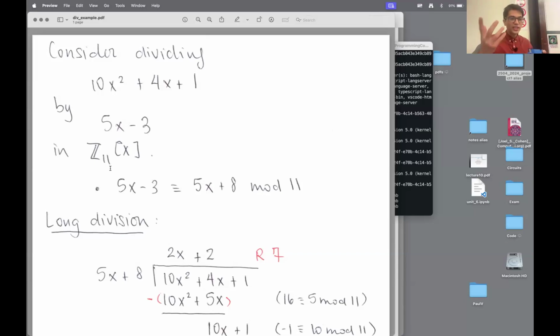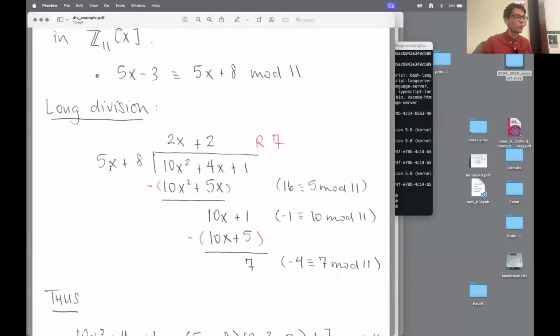Okay, so let's just undertake the long division algorithm. So I believe this is the numerator. This is the denominator. So we're dividing out by this. The object here is to multiply this polynomial in such a way that we're going to eliminate the leading term of this, correct? Okay, so 10x squared is in here, 5x squared is there. So if I multiply this by 2x, you get 2x times 5x is 10x squared. 2x and 8x make 16x, but mod 11, that's 5.